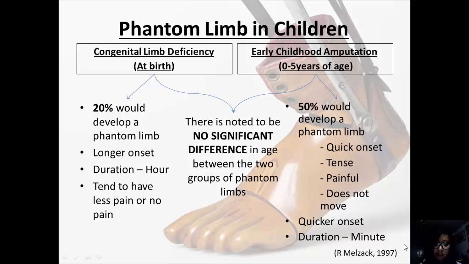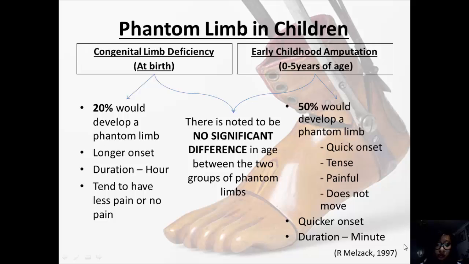Congenital limb deficiency phantom limbs are reported to be less painful, if any pain is even triggered. Early childhood phantom limbs, on the other hand, are painful, tense, and don't move. Sensation of the phantom limb is also experienced differently.